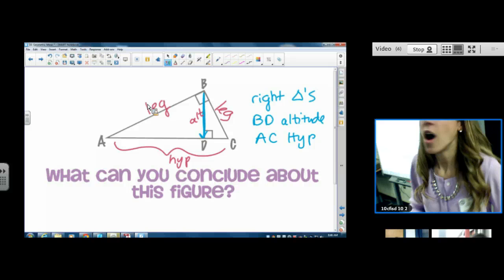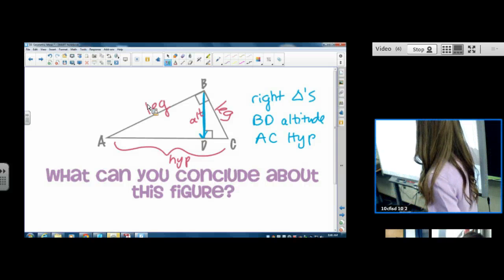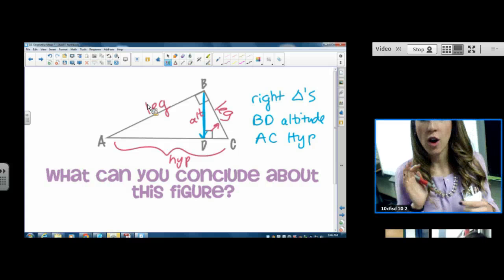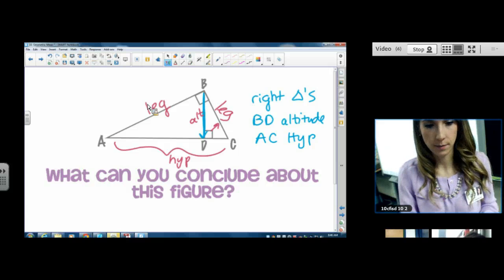We're not going to say, oh, well, BC is the leg of ABC, but it's the hypotenuse of BDC. No, we're going to call it the leg. We're not going to call it a hypotenuse, okay?